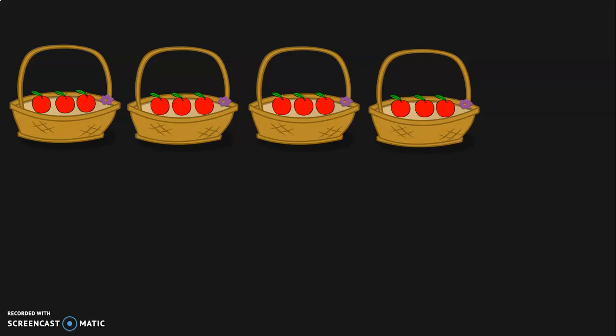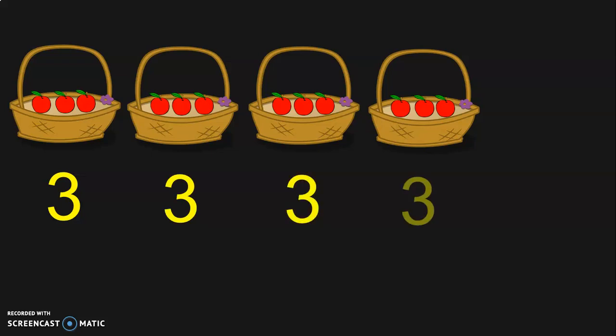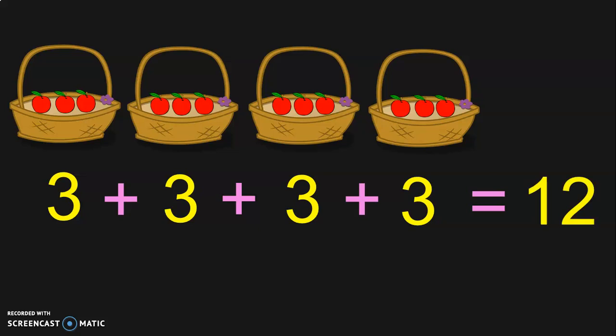Now, let us write down the number of apples in each group of the basket. The first basket has 3 apples. The second group has 3 apples. The third basket has 3 apples. And the fourth basket has 3 apples. How do we find the total number of apples now? 3 plus 3 plus 3 plus 3 is equal to: 3 plus 3 is 6, 6 plus 3 is 9, and 9 plus 3 is 12. So we have 12 apples in all.